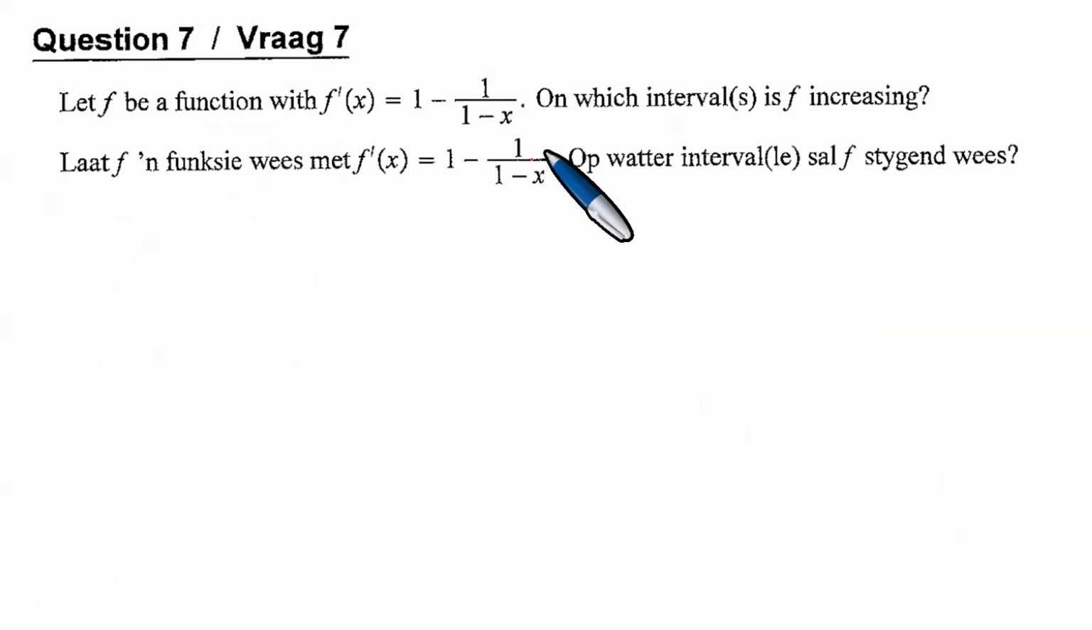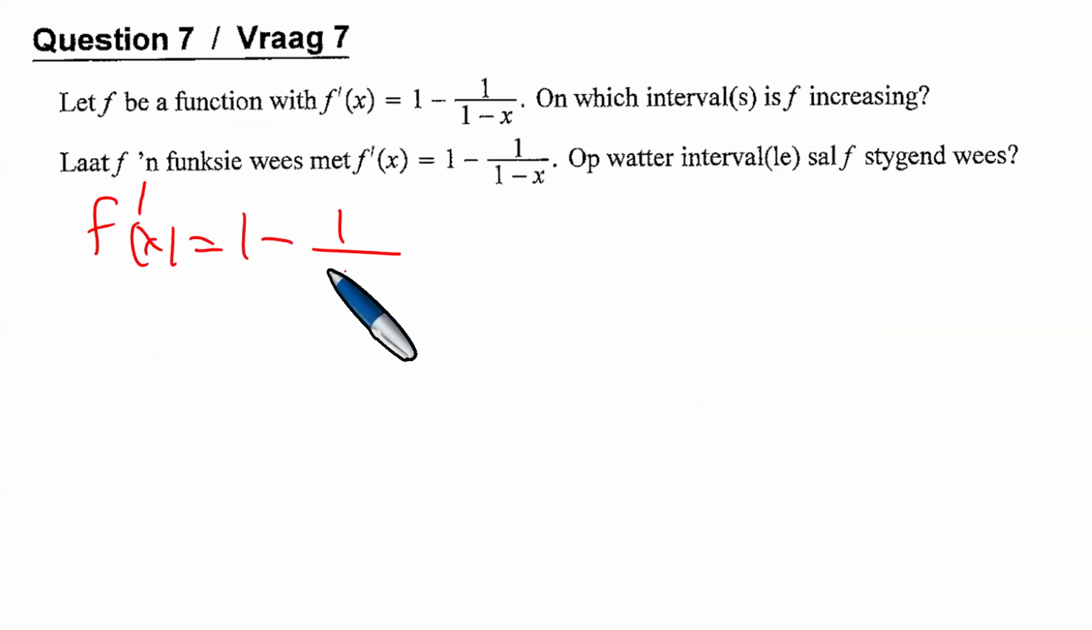Okay, let f be a function defined by this. On which intervals is the function increasing? Remember that this is already a derivative. So you have been given f prime, which is 1 minus this. Let f be the function in this. On which intervals is f increasing?